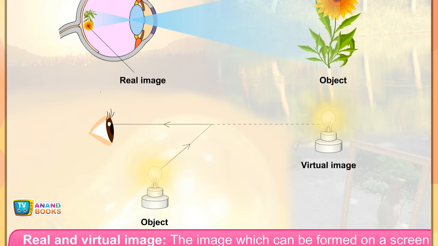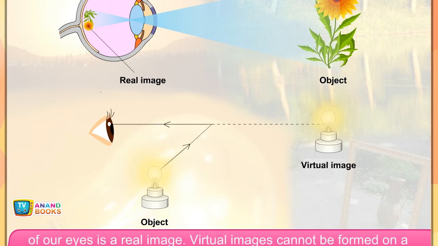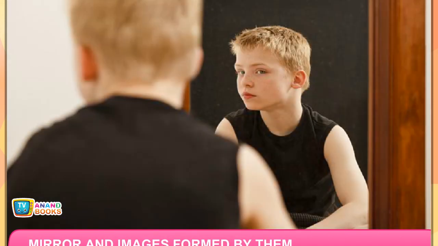Real and virtual image. The image which can be formed on a screen is real. It is inverted. Formation of the image of an object on the retina of our eyes is a real image. Virtual images cannot be formed on a screen. The image formed in a plane mirror is always virtual. It is erect.